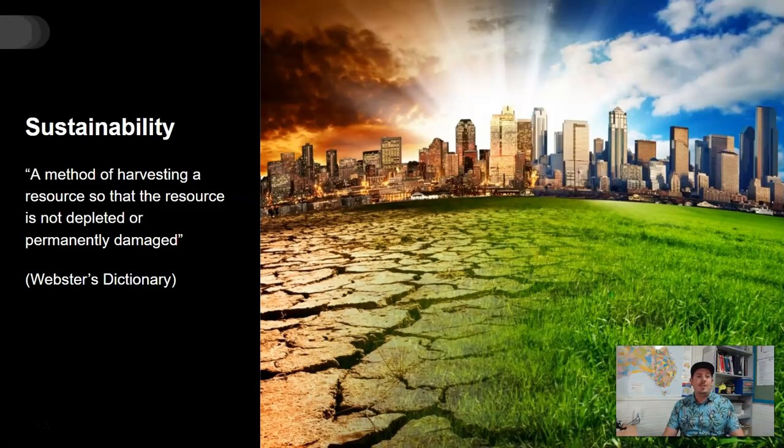So a couple of definitions. Webster's Dictionary: a method of harvesting a resource so that the resource is not depleted or permanently damaged. What resource could we be talking about there? What are some of our natural resources? Think about what we mine for. Think about how we use our water. Do we have an infinite amount of water on the earth, or is it something finite, which is the opposite of infinite, that there is a finishing point and that we will run out? That's not a bad way of looking at it.